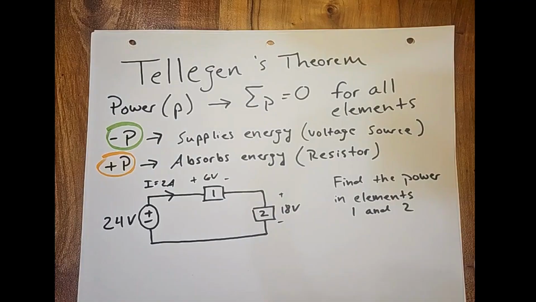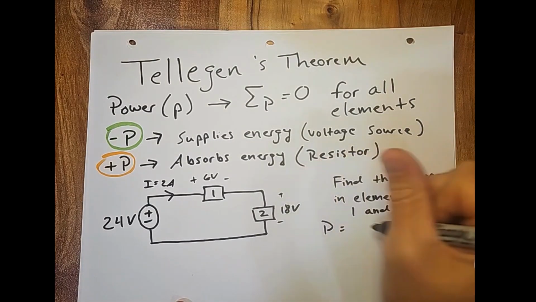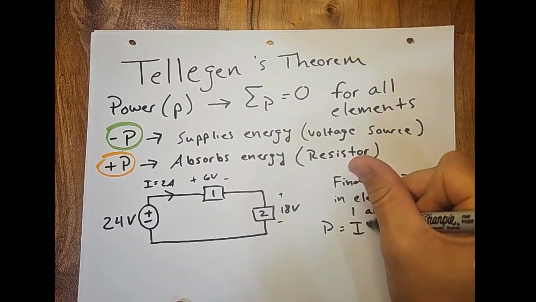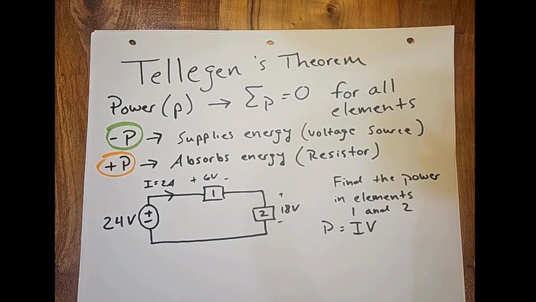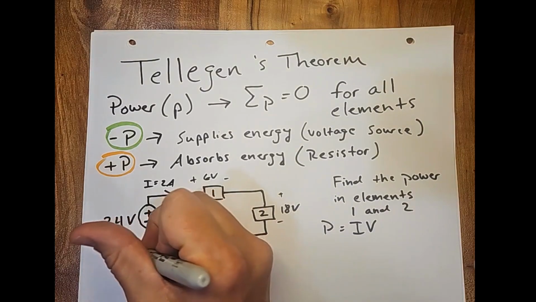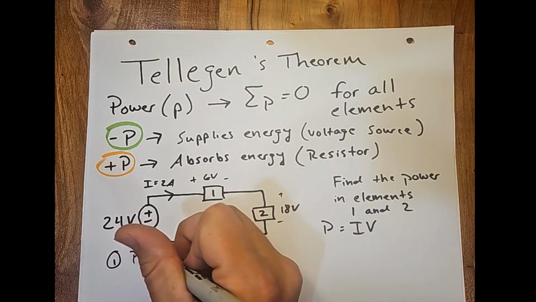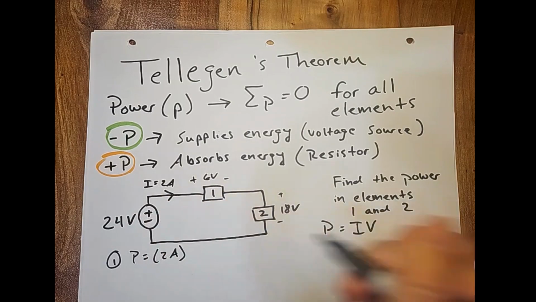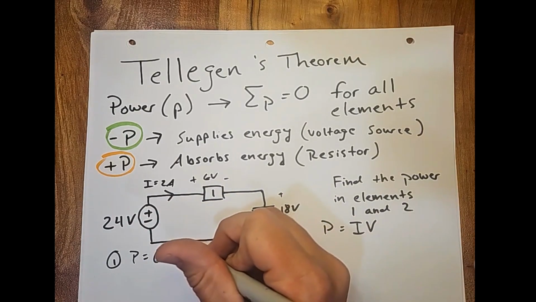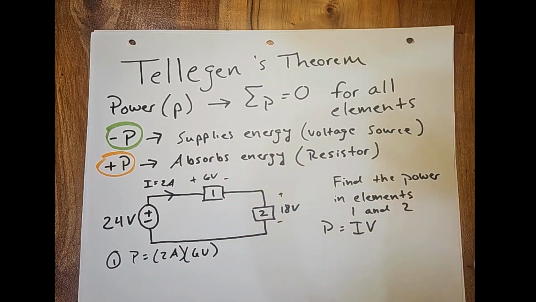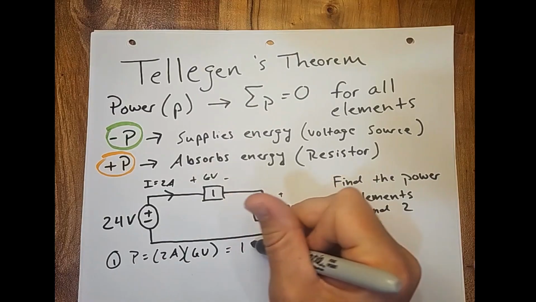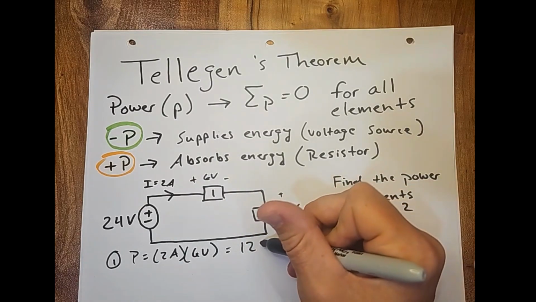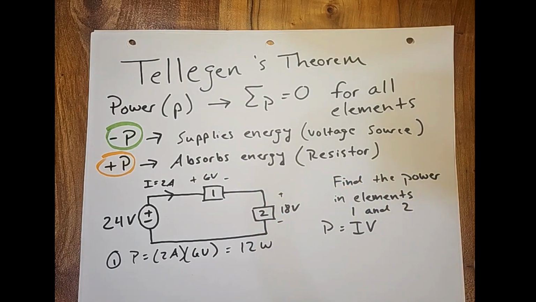And to do that, we're going to use our equation, power equals current times voltage. P equals IV. All right, so let's do this for number 1. Number 1. So what's our power? Don't know. So say power equals our current, 2 amps, times our voltage, 6 volts. That's going to be 12. Of course, our unit for power is watts.